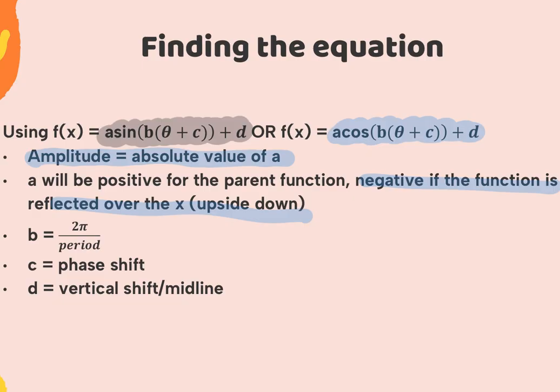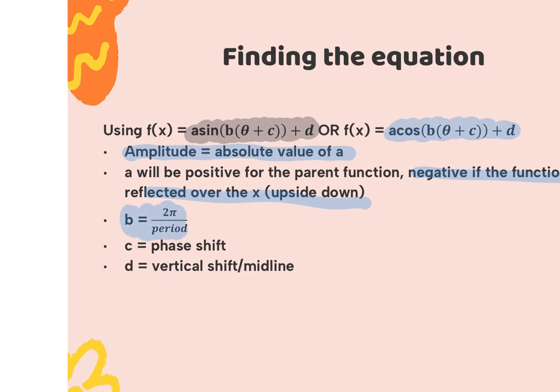But that B, so there's two ways you need to know this. Either finding B, and that is 2 pi over the period, or sometimes you have B, and you have to find the period, which is 2 pi over B. So if I have the equation and I want the period, 2 pi over B gives me the period. If I have the period, but I want the equation, 2 pi over the period gets to the B.